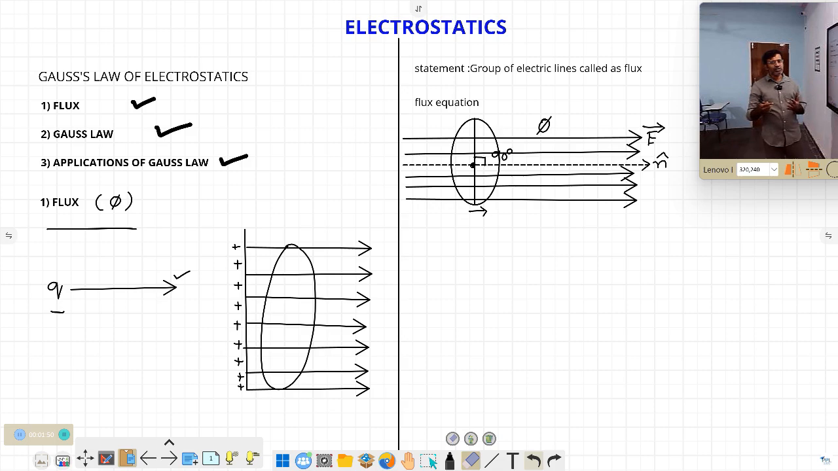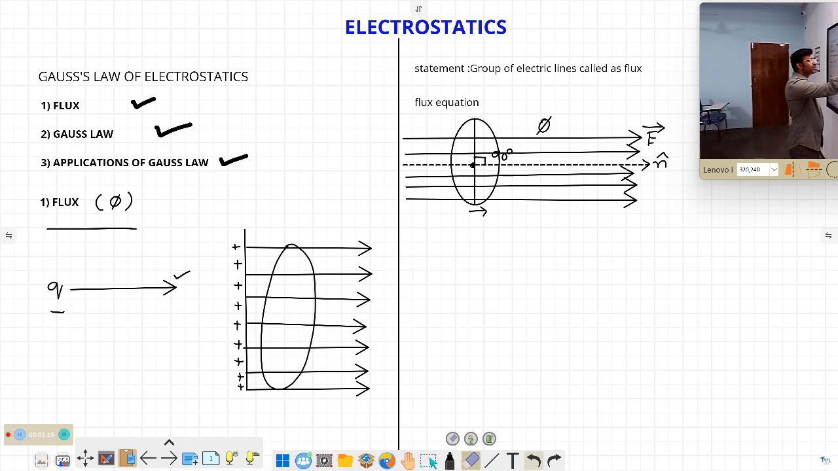So if you apply this flux to air, that is called air flux. Air can be divided into layers, and water can be divided into layers. If you apply it to water, that is called water flux. If you apply it to the magnetic field, that is called magnetic flux. If you apply it to the electric field, that is called electric flux. So this is electrostatics. That's why we call this group of electric lines electric flux, and we indicate it with the letter phi.